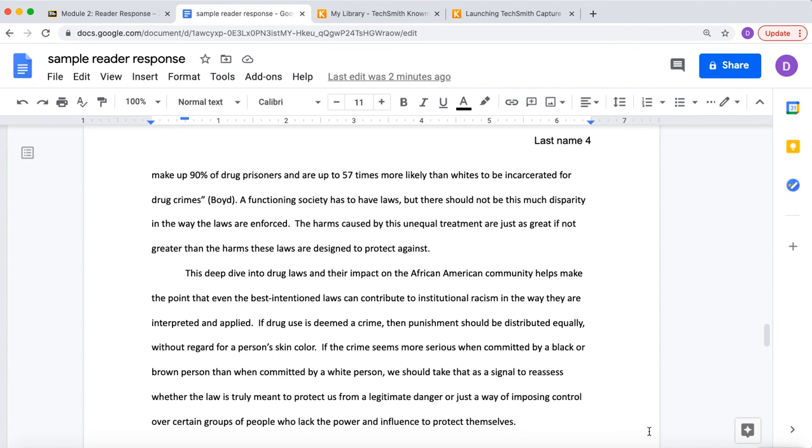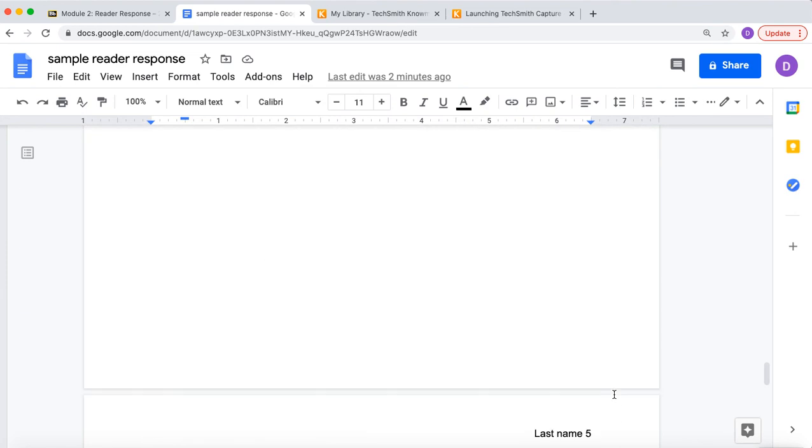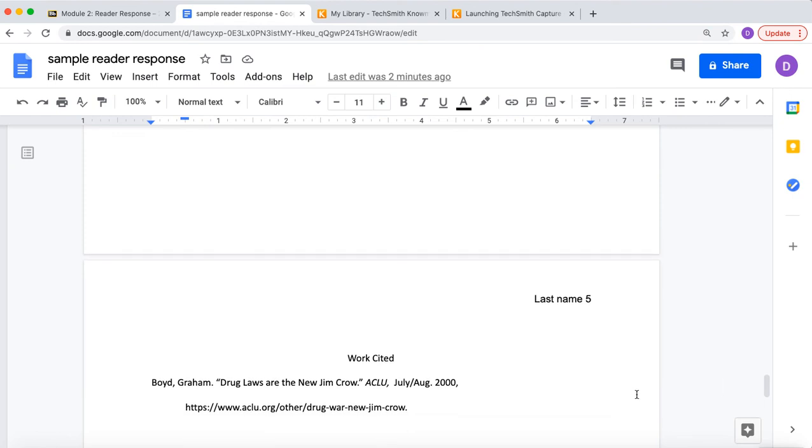If the crime seems more serious when committed by a black or a brown person than when committed by a white person, we should take that as a signal to reassess whether the law is truly meant to protect us from a legitimate danger or just a way of imposing control over certain groups of people who lack the power and influence to protect themselves. And then there's the works cited page.